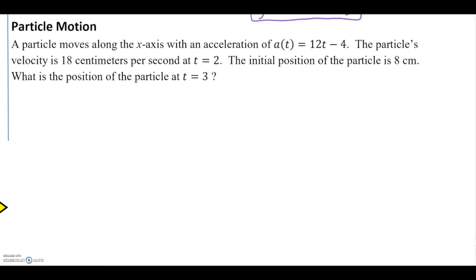And like I mentioned, we'll wrap up with our application of this initial condition idea and get everything back to one of the overarching concepts of calculus, which is motion, working with position, velocity, and acceleration. So a particle moves along the x-axis left and right with an acceleration of a of t equals 12t minus 4. So I'm given this as my acceleration function. The particle's velocity is 18 centimeters per second at t equals 2. Or put in function notation, whatever our v function is, v of 2 will equal 18.